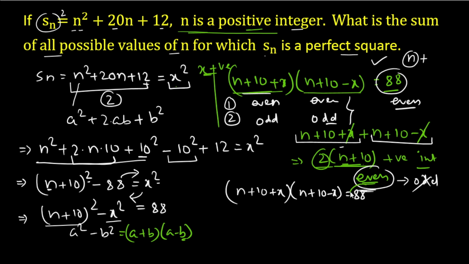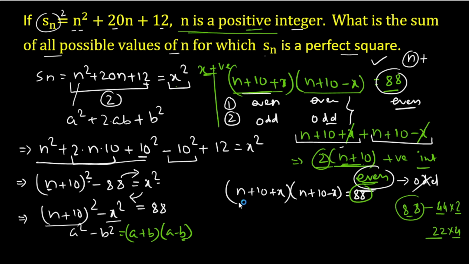So now we will factorize this 88 in terms of even numbers. In terms of even factors, we have two sets: 44 and 2, all of these are even numbers, and the second one is 22 and 4, the multiplication of which is 88. So we have two sets of even factors with product 88.